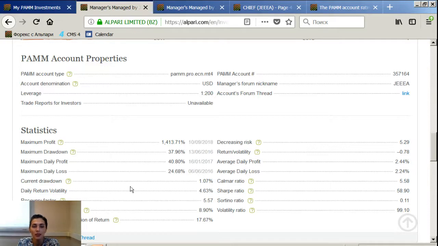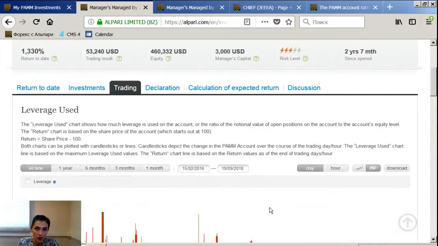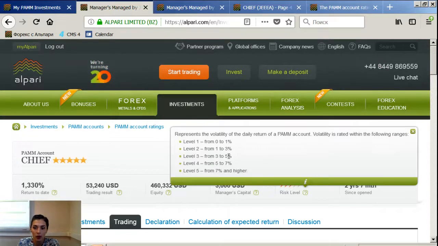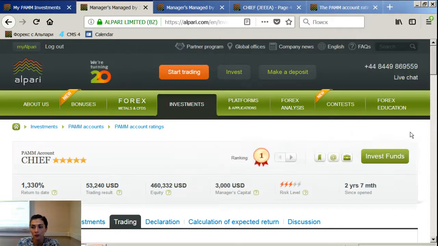Daily return volatility. Volatility influences aggressiveness, and the higher the score, the more aggressive the PAMM account. The first level of aggressiveness is for conservative PAMM accounts, from 0 to 1%. The second level is from 1 to 3% of intraday volatility. The third level is from 3 to 5%, and so on. From 7% and higher, this is the most aggressive PAMM.